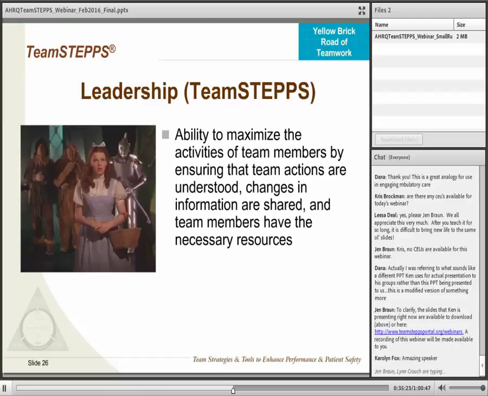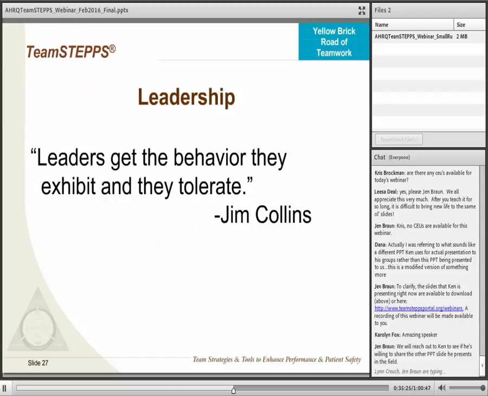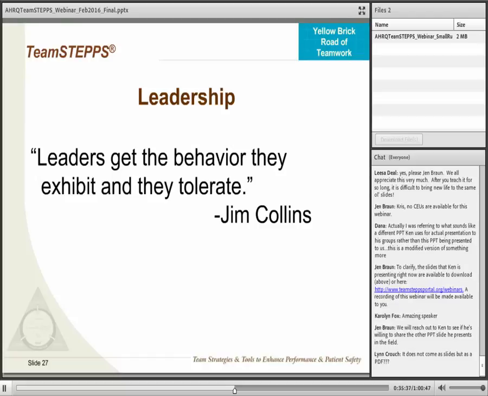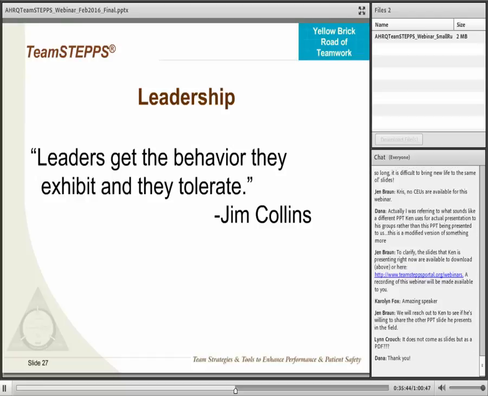So in leadership, I use a couple of quotes, and this one I really like. Jim Collins wrote this book called Good to Great. It's a sales-oriented book, and he talks about leaders get the behavior they exhibit and they tolerate. Well, then I challenge them. Who has kids and has seen yourself in your kids and gone, ooh, that is so me, and oh, I'm so sorry, right? The better quote in the book, I'm sorry, I got myself sidetracked.